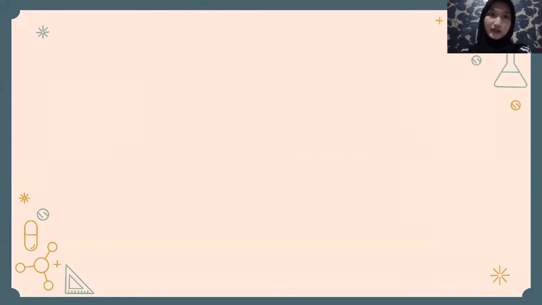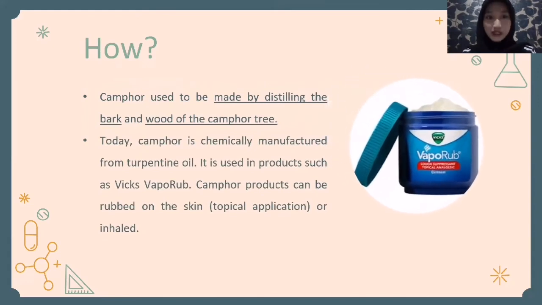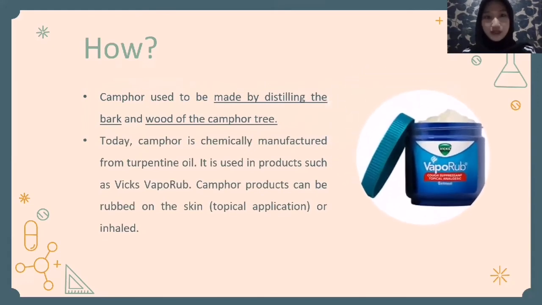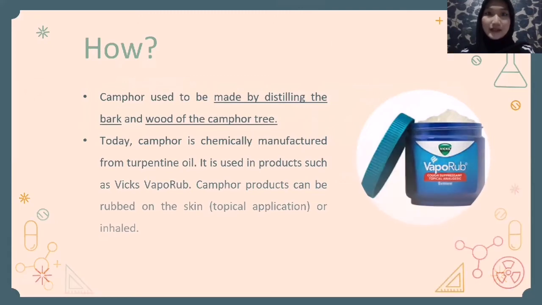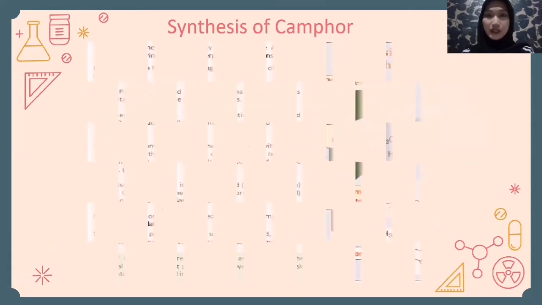Next is how camphor can be made. Camphor used to be made by distilling the bark and wood of the camphor tree. Today, camphor is chemically manufactured from turpentine oil. It is used in products such as Vicks VapoRub, and camphor can be rubbed on the skin or just inhaled.